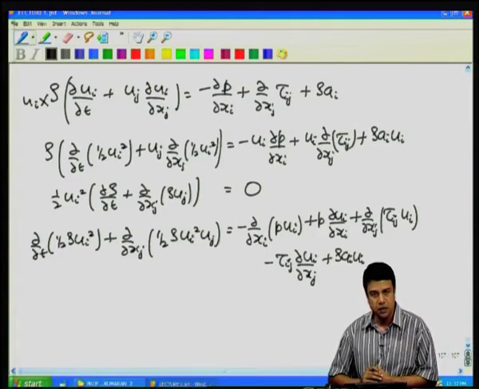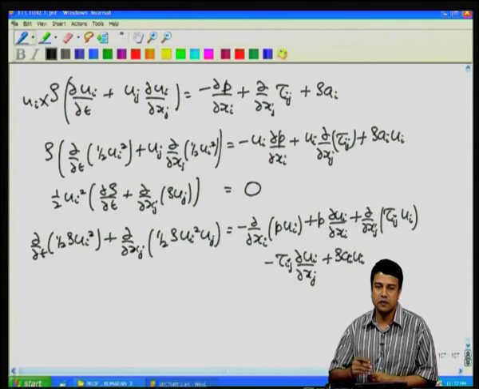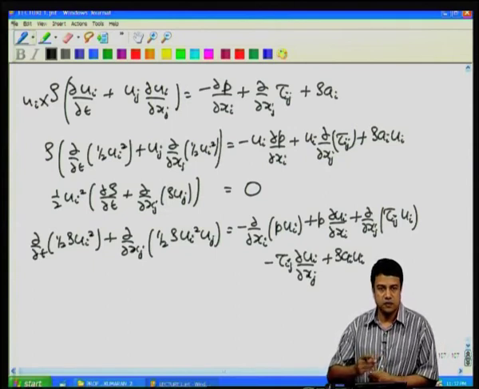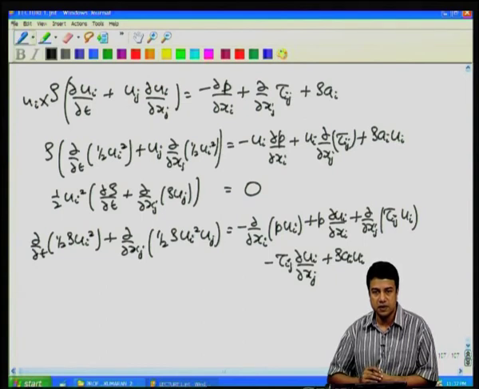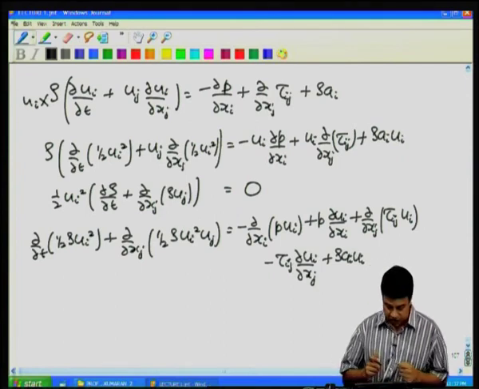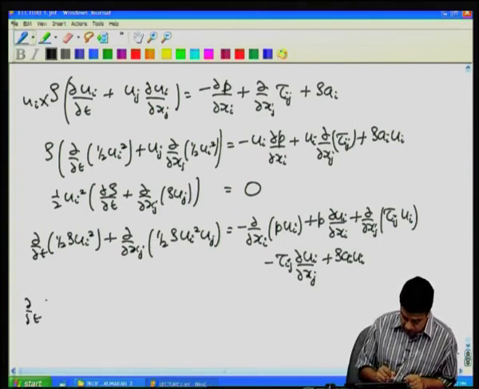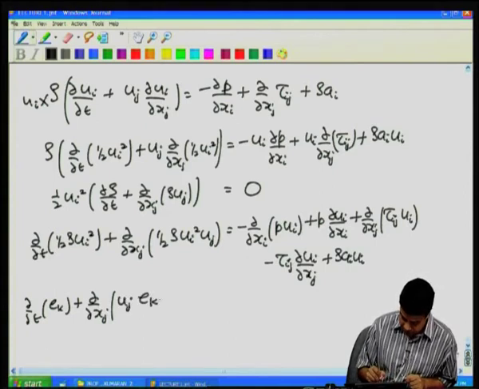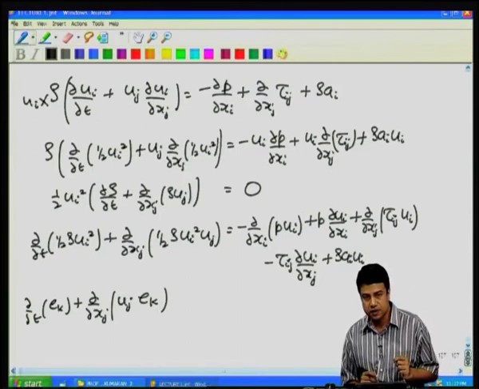Half rho u I square is the mechanical energy per unit volume. Half m u square is the kinetic energy, and that divided by volume. Rho is mass per unit volume. So, half rho u I square is the fluid kinetic energy per unit volume. Therefore, on the left hand side I have partial by partial t of the kinetic energy per unit volume plus partial by partial x j of u j times the kinetic energy. Note that E kinetic is a scalar, it is the kinetic energy per unit volume.